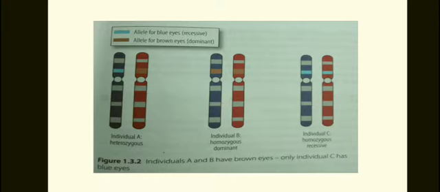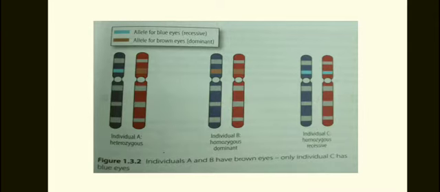In the middle, this individual B is homozygous dominant. It has got 2 alleles of the same type, of the same form. So it is a homozygous dominant individual. It's got 2 alleles for brown eyes. And individual C is homozygous recessive. It has got 2 alleles for blue eyes.